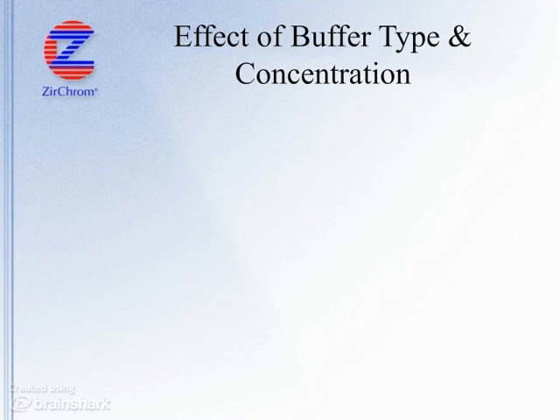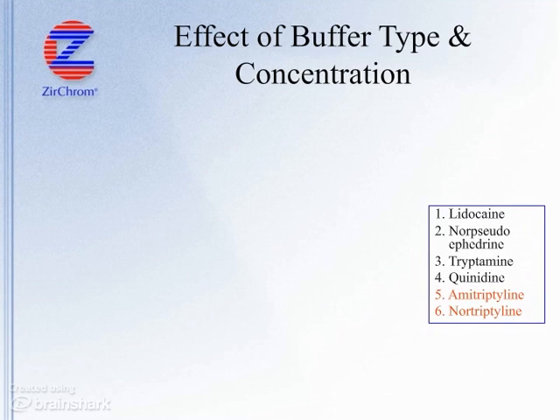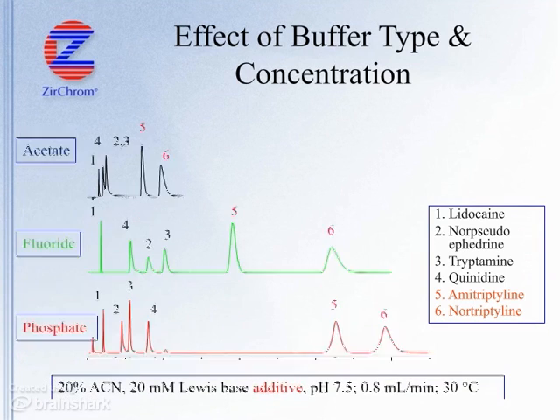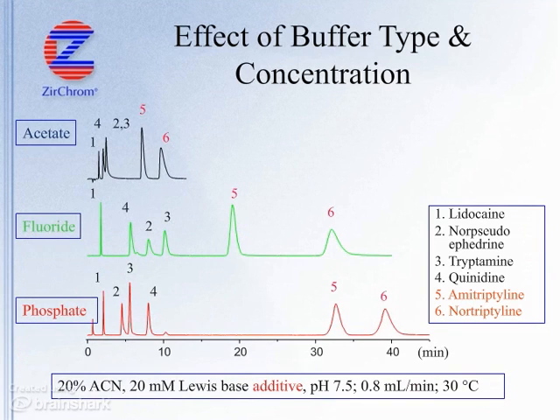For this overview, we present a case study examining the behavior of 6 amine pharmaceuticals under varying conditions on our ZirChrom PBD phase. In this slide, we examine the effect of Lewis base buffer type on the retention of these basic compounds at a neutral pH. The buffers range in strength from the top chromatogram, acetate, a very weak Lewis base, to the bottom, phosphate, a very strong Lewis base.